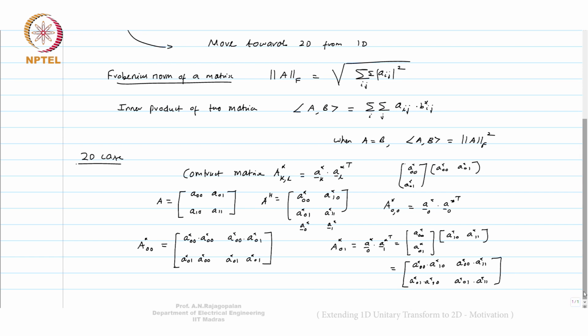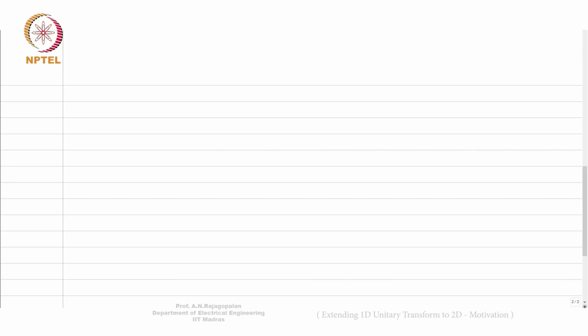Okay. Now, what we are interested in is this. Suppose we take the inner product of A star 0 0 with itself. Okay, suppose we do this. Since we have already seen how to take the inner product of two matrices, in this case this is going to be a scalar.